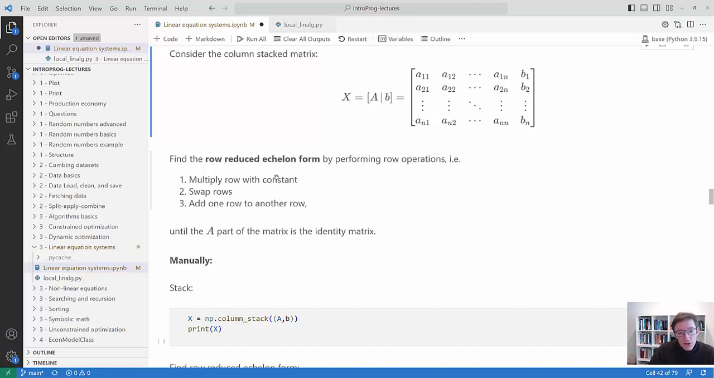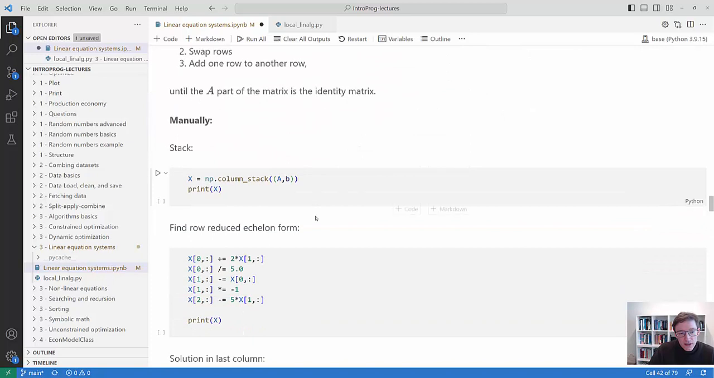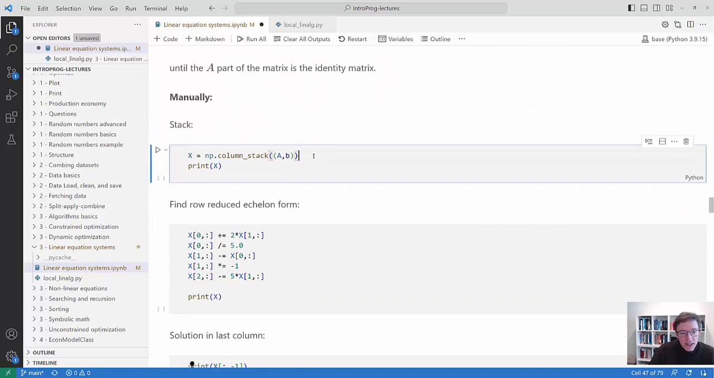And by row operations, you can multiply each row with a constant, you can swap rows, or you can add one row to another. And then you want the A part of the matrix to be an identity, and then we will have the solution in the final column. So let's see how we could do that manually.